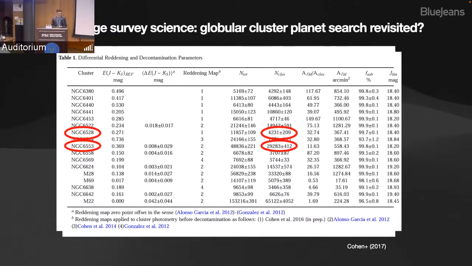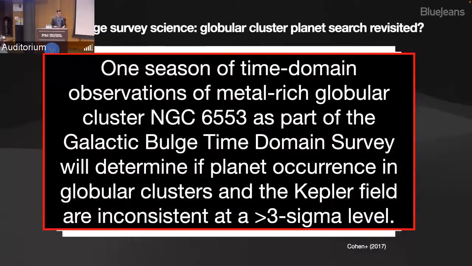Not to mention that the Roman RMS will be better, we'll probably have more stars, and they'll actually be close to solar metallicity. Taking all that together, 1 season of time domain observations of one of these metal-rich globular clusters can actually determine whether planet occurrence in these globular clusters versus the Kepler field is inconsistent at a greater than 3 sigma level for the first time. So I think this should be really exciting, and I think it would be a great thing for Roman to look at.